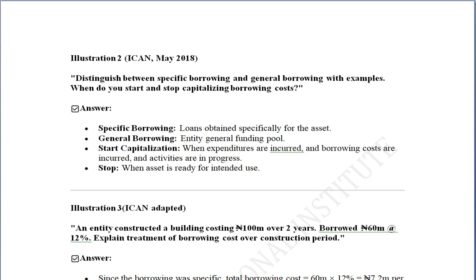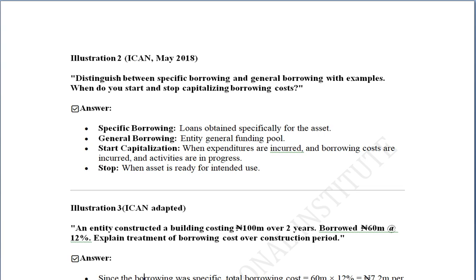They say an entity constructed a building costing 100 million over 2 years. Now look at it. An entity constructed a building costing, they didn't say borrowing, costing 100 million. In other words, the cost is 100 million over 2 years. But they borrow 60 million at 12%. This is what we call specific borrowing. So the specific interest rate is 12%. The specific amount or specific principal amount is the 60 million.